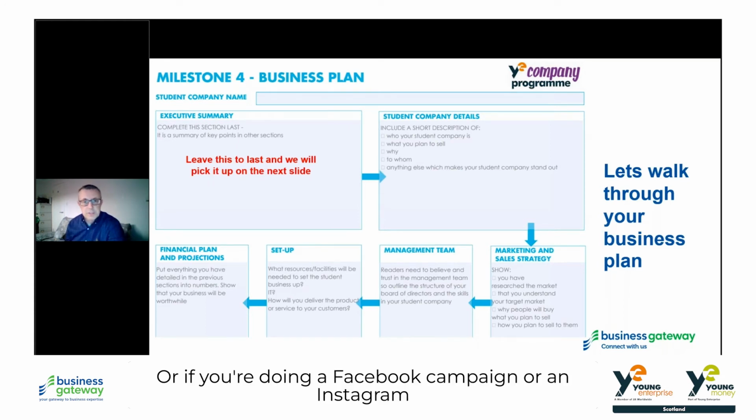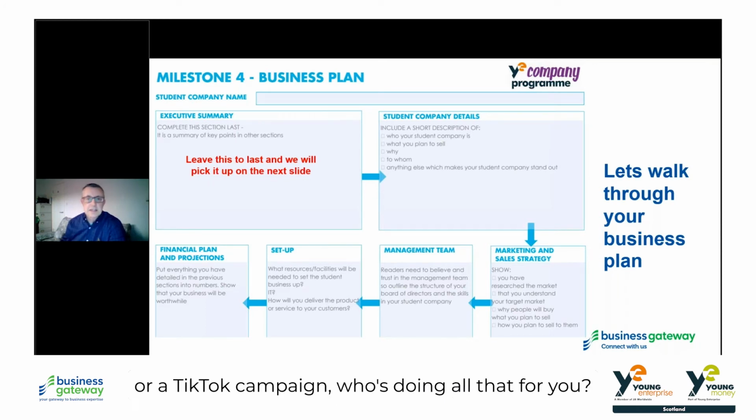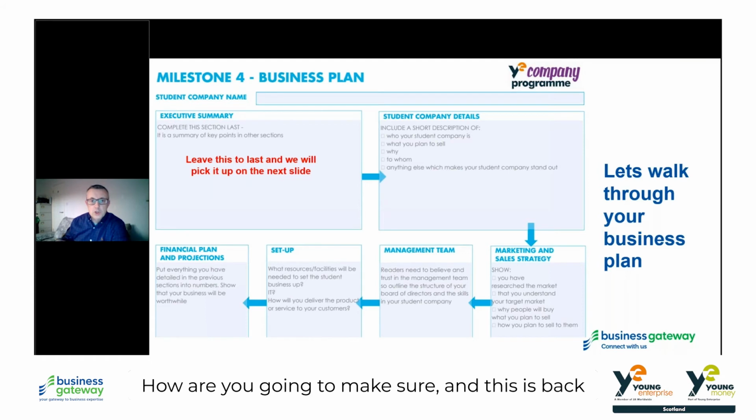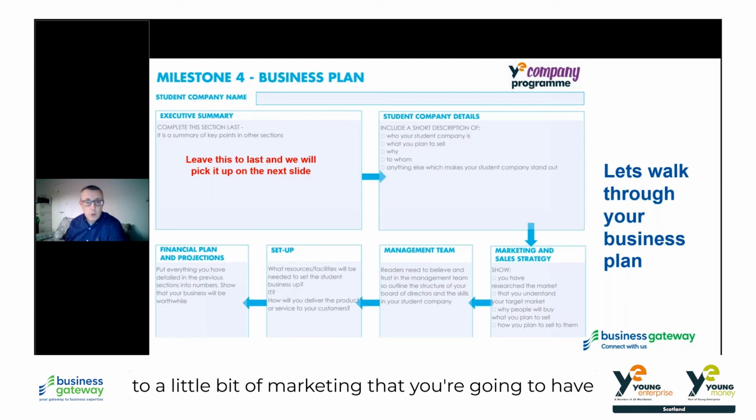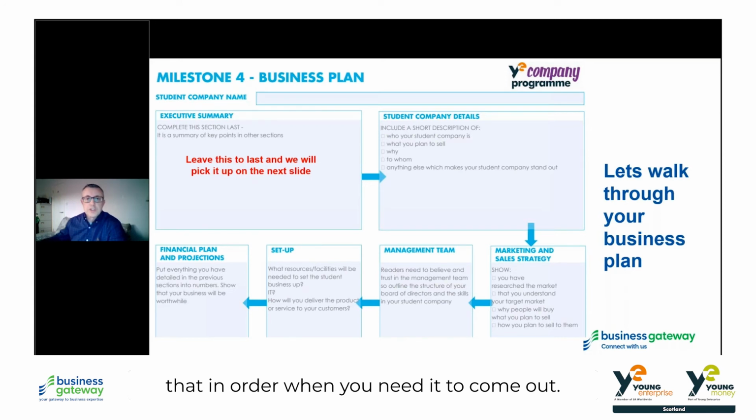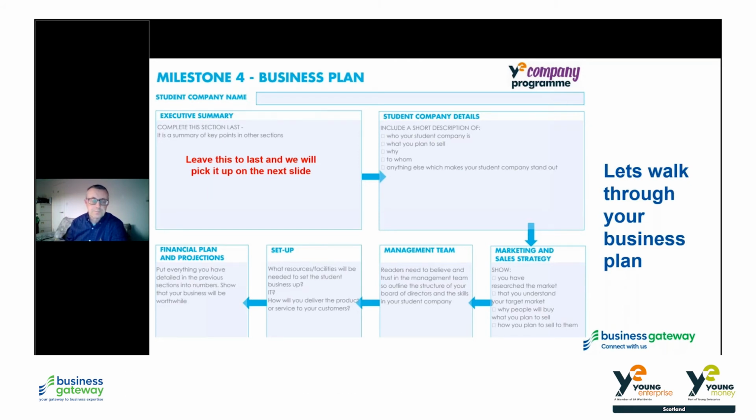Or if you're doing a Facebook campaign, or an Instagram or a TikTok campaign, who's doing all that for you? How are you going to make sure, and this is back to a little bit of marketing, that you're going to have that in order of when you need it to come out? So in other words, have a plan for utilising all those types of media.